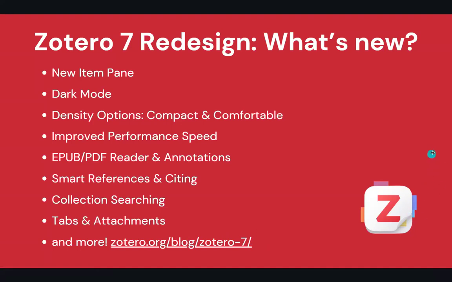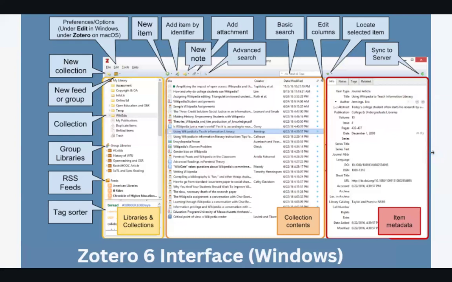And so I'm going to show a slide, kind of a side-by-side quickly of the 6 and 7 interfaces. This is a picture of the old interface. I did like the graphic. It's a little blurry here, it shouldn't be. That has the content divided into 3 main sections: the libraries and collections on the left side, your collection contents in the middle, and your item metadata on the right.